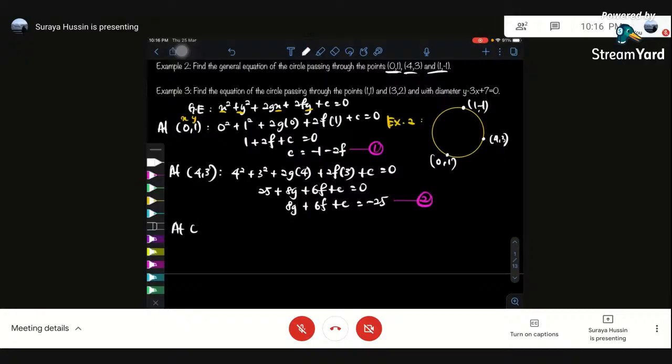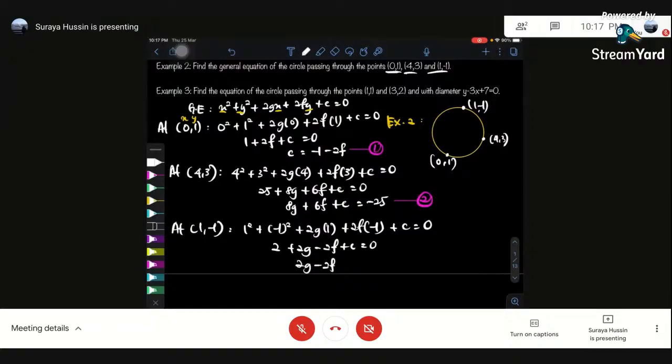Go on, substitute the third point, which is 1, negative 1. So 1 squared plus negative 1 squared plus 2g times 1 plus 2f times negative 1 plus c equals 0. Therefore, you will get 2 plus 2g minus 2f plus c equals 0. Therefore, 2g minus 2f plus c equals negative 2. So this is your third equation.